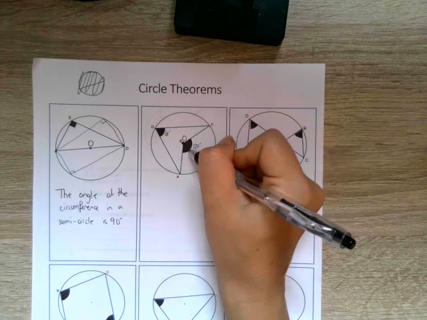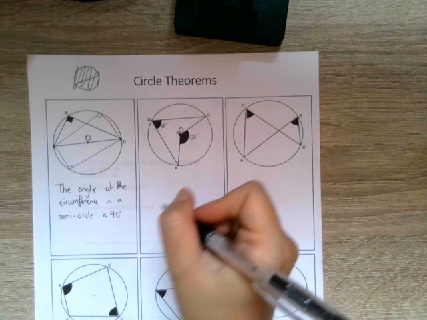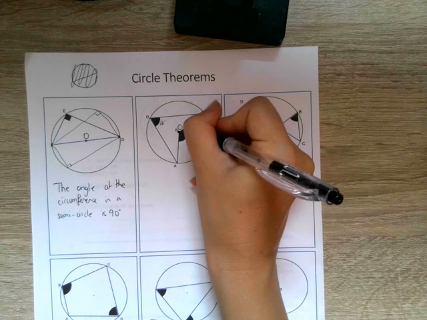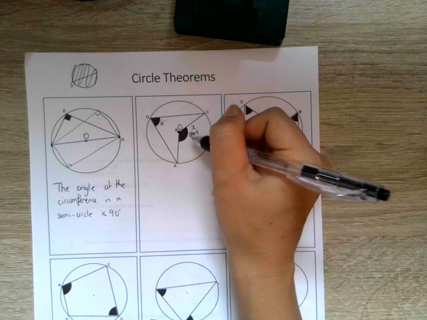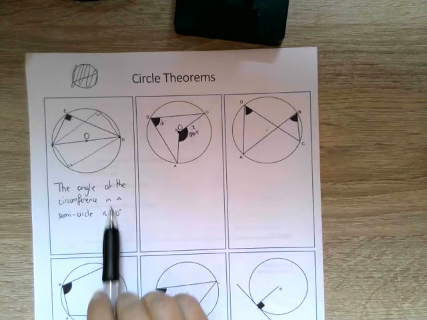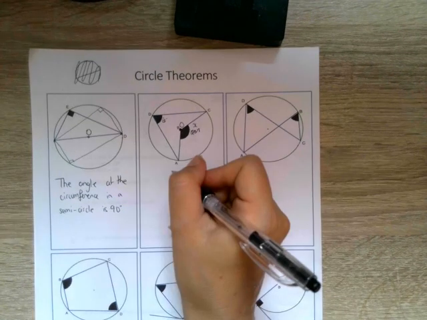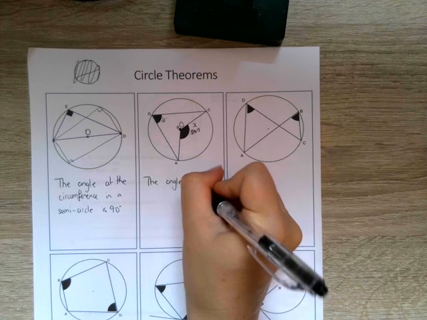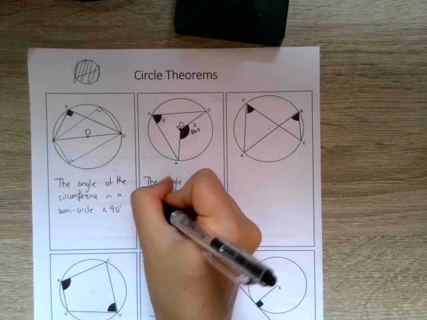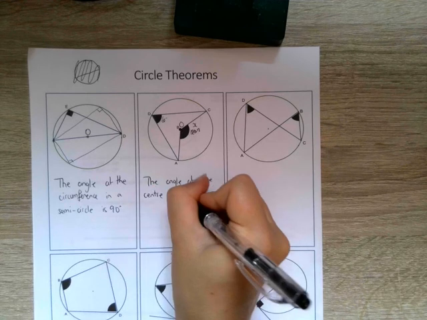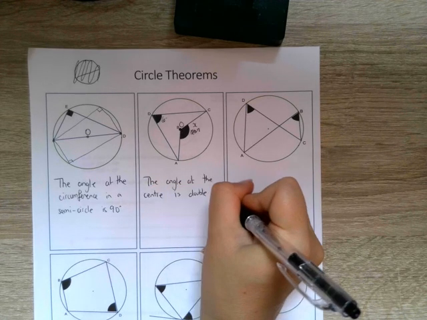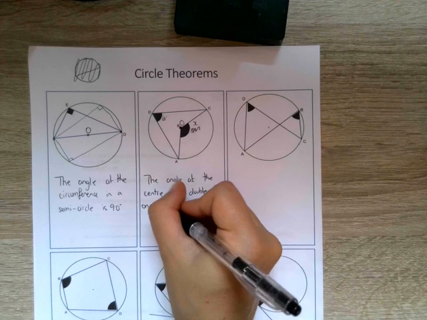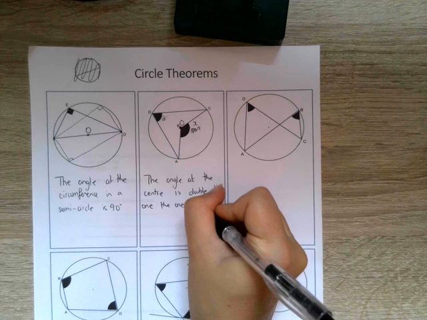So again, quite often in an exam, they might say if this one's 60, what angle X is, and then you have to give your reasons. So you do need to know these theorems off by heart. So the theorem for this one is the angle at the centre is double the one at the circumference. Sorry, my writing is really messy, it's because I feel pressurised to do this quickly.